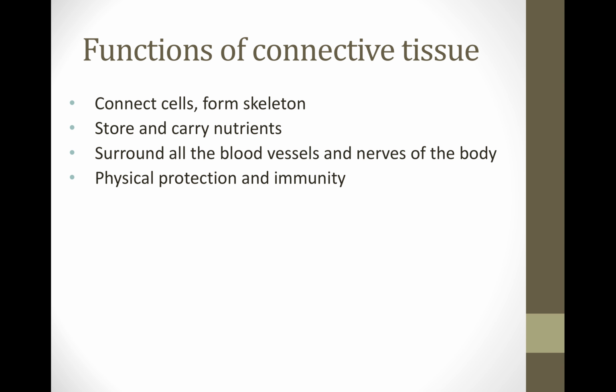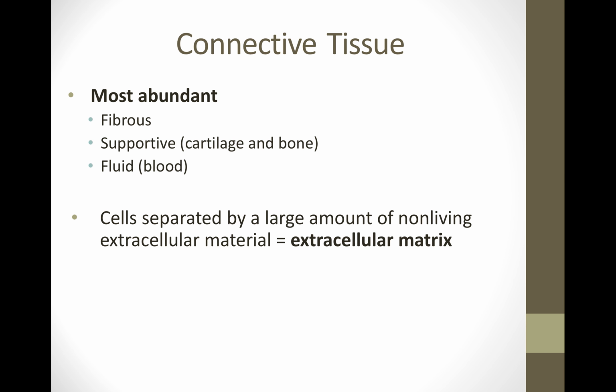Surrounds all the blood vessels and nerves of the body. So we have connective tissue that basically forms these saran wrap, these tight wraps around the individual structures and organs of the body, such as, it mentioned, nerves and blood vessels. And they also provide physical protection and immunity, in the sense of the fat that is underneath the skin, as well as immunity in the sense of your white blood cells. So let's go ahead and discuss each of the connective tissues in more detail.